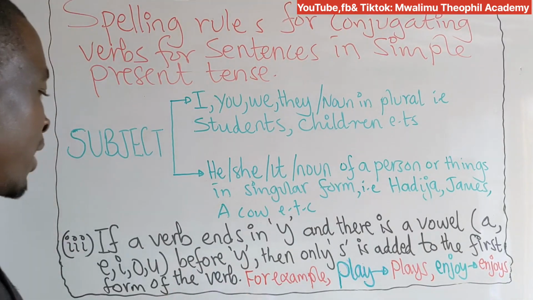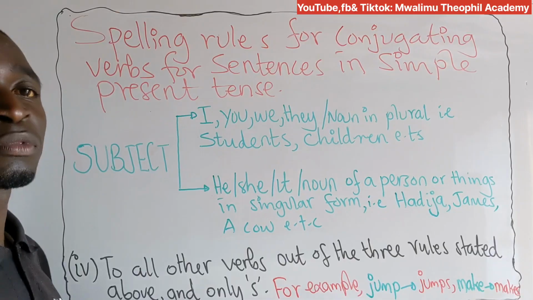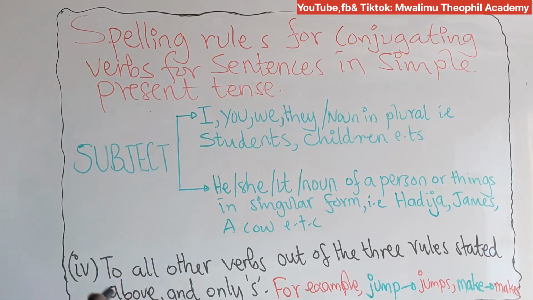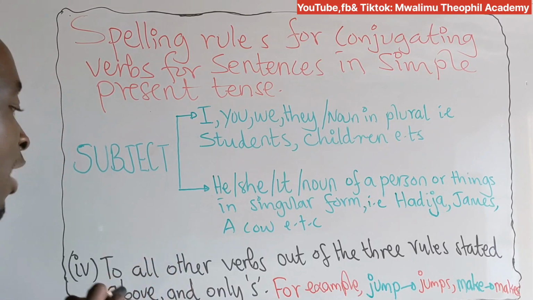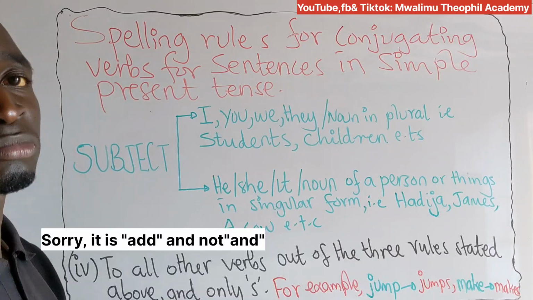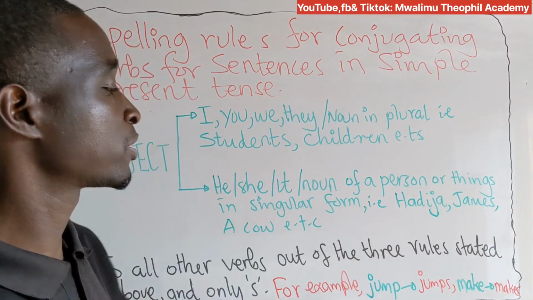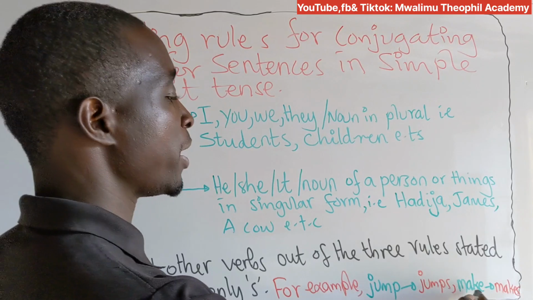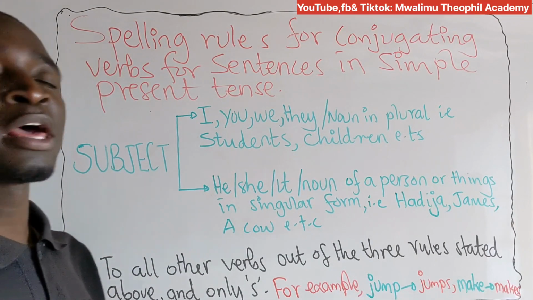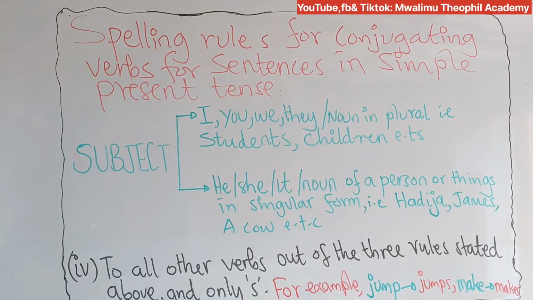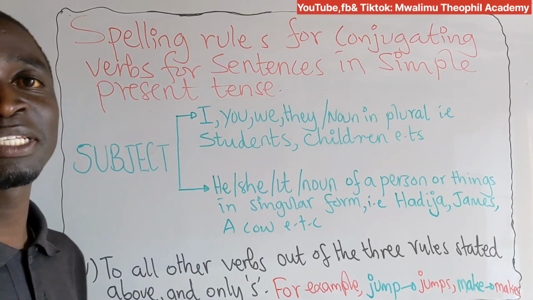Now let's go to our last rule, rule number 4. Rule number 4 states that to all other verbs outside the 3 rules stated above, add only s. For example, the verb to jump becomes jumps. A verb to make becomes makes. So this is all about the spelling rules for conjugating verbs for sentences which are in simple present tense.